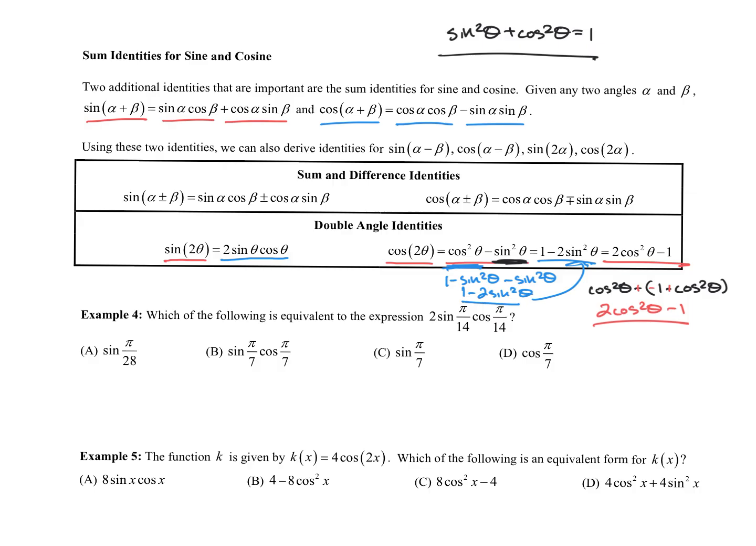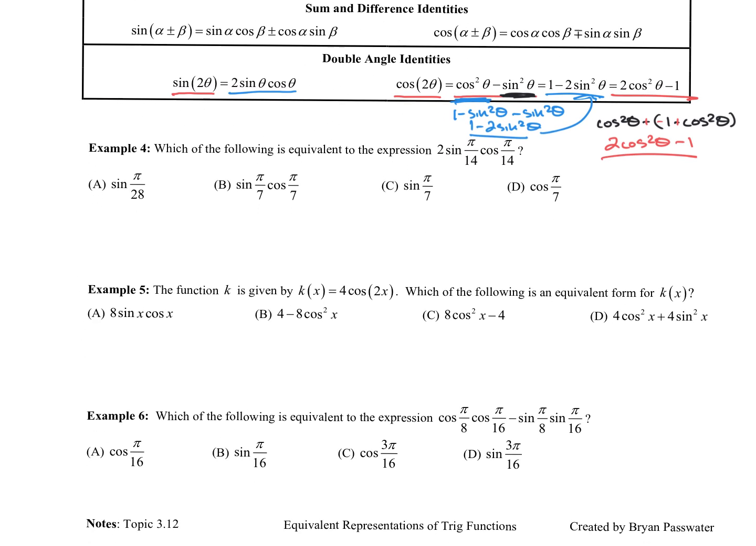All right, let's look at example 4. On this example 4, we need an equivalent expression of 2 sine of pi over 14 cosine of pi over 14. And so which one does that look like? I have a 2 sine and then a cosine. What does that one look like? It looks like this right here.